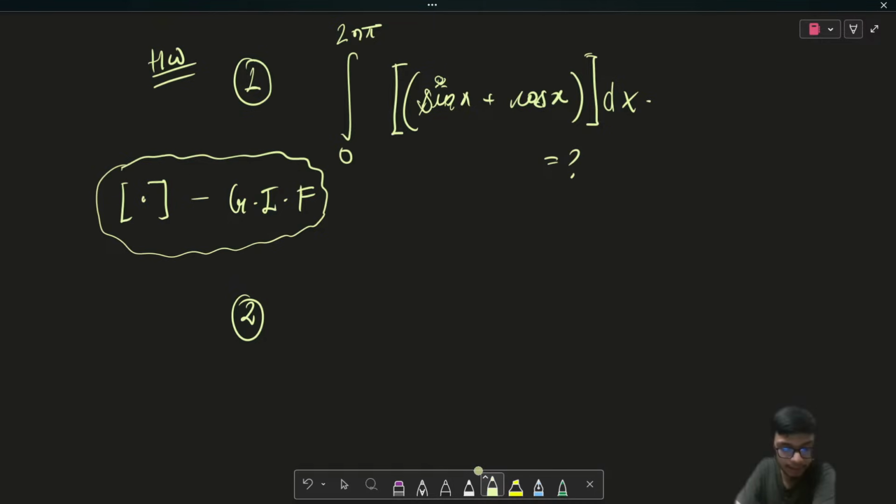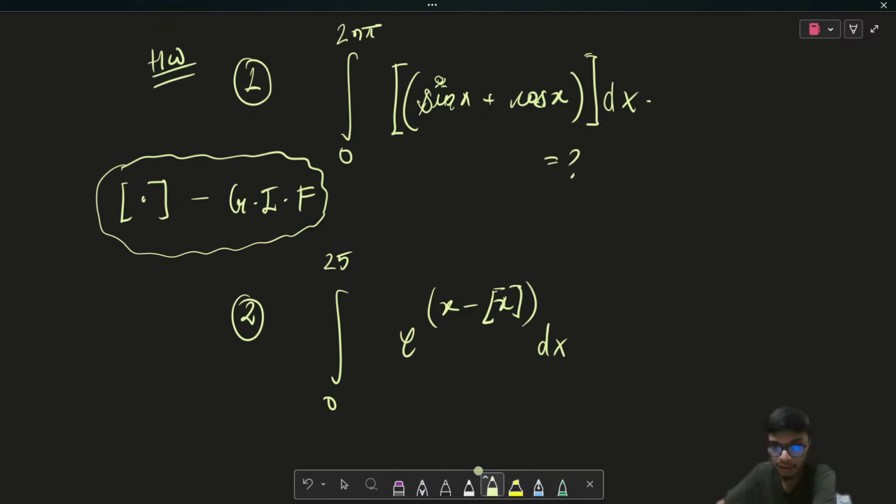Let me take one more important question. Let us say you want to integrate from 0 to 25 e to the power x minus greatest integer of x. That is, e to the power of (x minus greatest integer of x), in the exponent. Try to find out this question as well. These are the two useful questions that will help you learn about applying the periodic property, or the properties related to periodic functions.